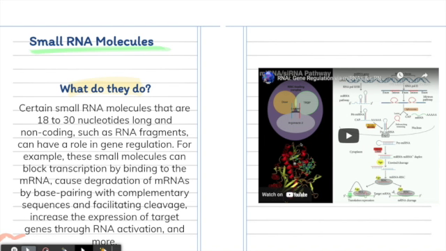Small RNA molecules, what do they do? Certain small RNA molecules that are 18 to 30 nucleotides long and non-coding, such as RNA fragments, can have a role in gene regulation. For example, these small molecules can block transcription by binding to the mRNA, cause degradation of mRNAs by base pairing with complementary sequences and facilitating cleavage, increase the expression of target genes through RNA activation, and more.